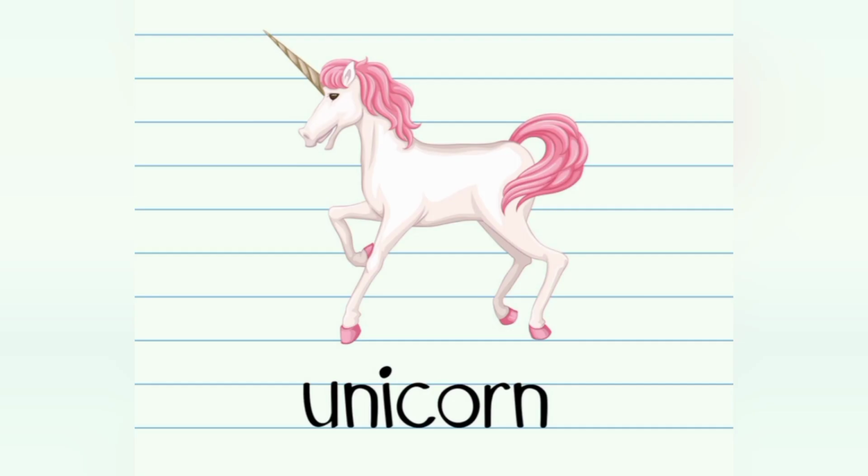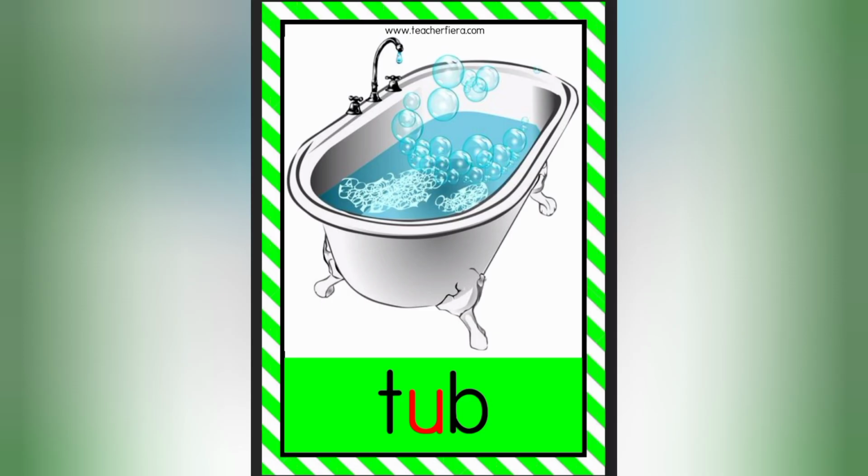For alphabet U, there are two sounds. It can be U. Repeat after me. U. And it can also be A. Repeat after me. A. Unicorn, kuda yang ada tanduk. Unicorn. Repeat after me. Unicorn.